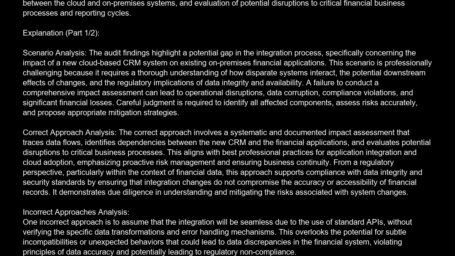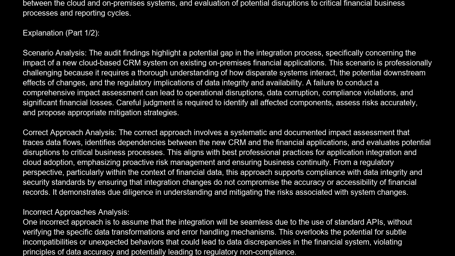The correct answer is B. Conduct a comprehensive impact assessment that includes detailed mapping of data flows, dependency analysis between the cloud and on-premises systems, and evaluation of potential disruptions to critical financial business processes and reporting cycles.